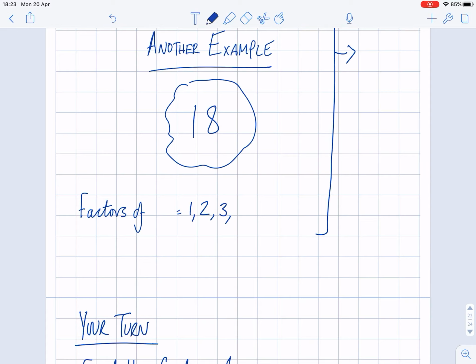5 doesn't. 6 does: 6, 12, 18. 7, 14, 20. Nope. 8, 16. Nope. 9. Yes, 9 does. And 9 is half of 18, so I can go straight to 18 then.